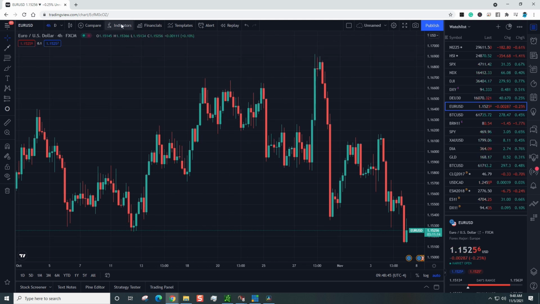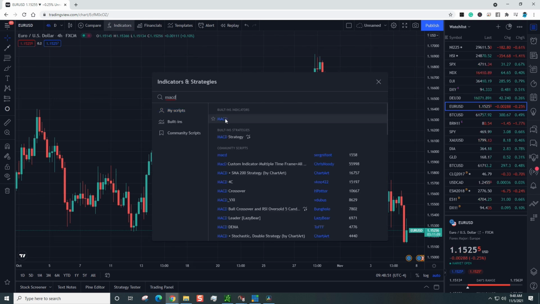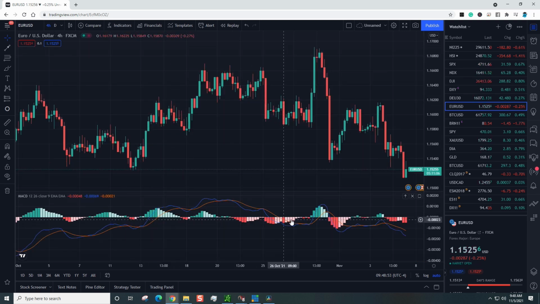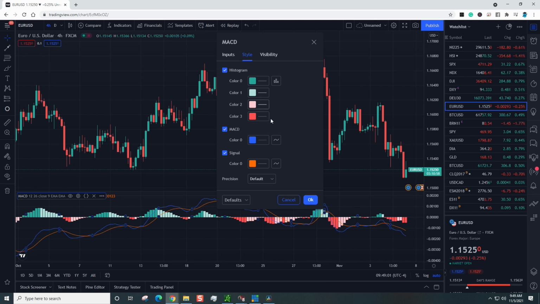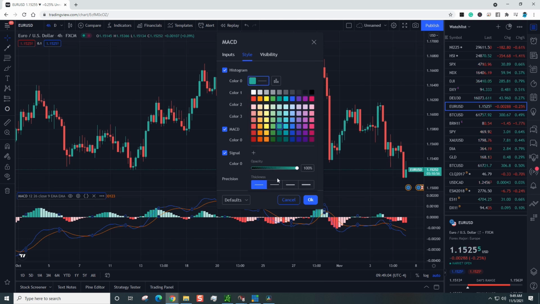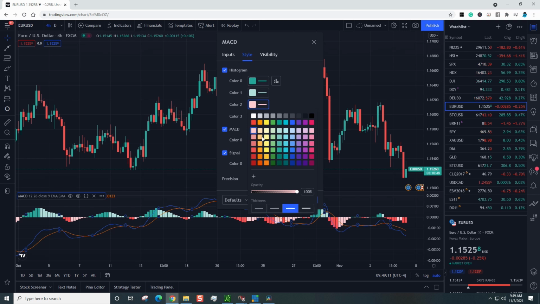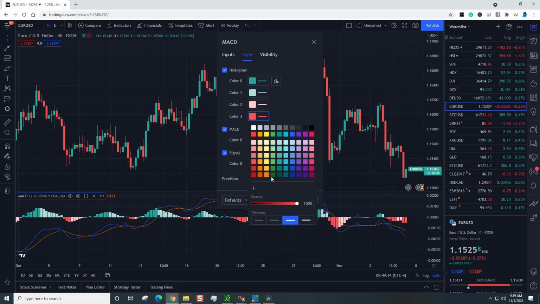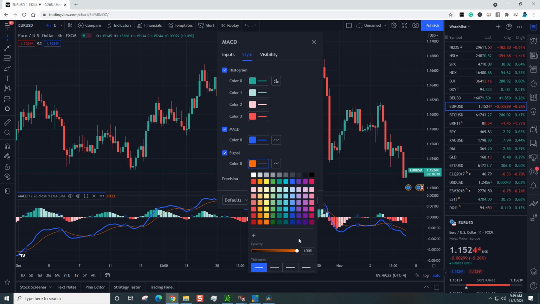All right, so what we want to do is come over here to where it says indicators, and we can just type in MACD and click on the very top one. Now it's going to add the MACD indicator down here to our charts. I'm going to leave these settings the way they are, but under style, I want to thicken up the lines just a bit to make it easier for us to see for this video. So I'm going to thicken all the lines to a number 3, and the signal line, make it number 3 as well.